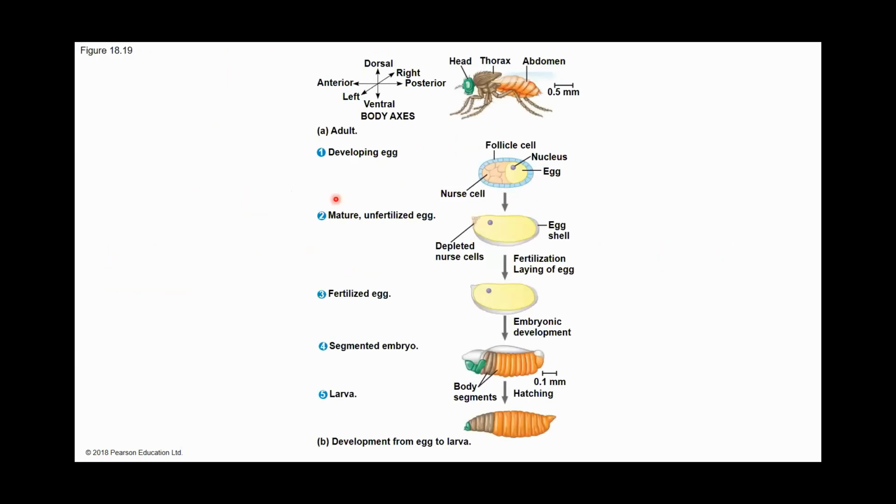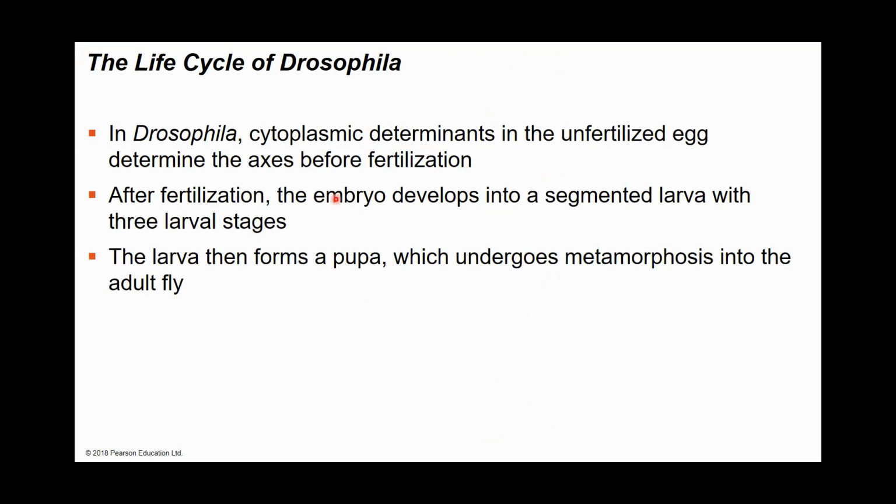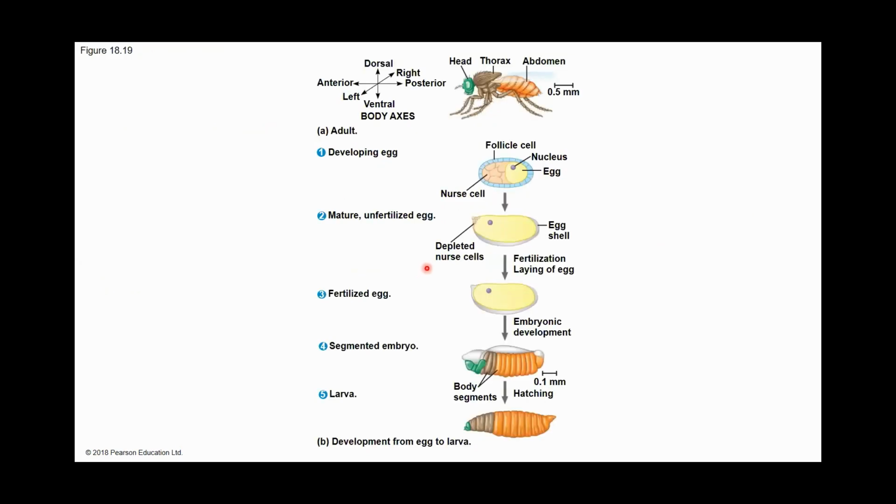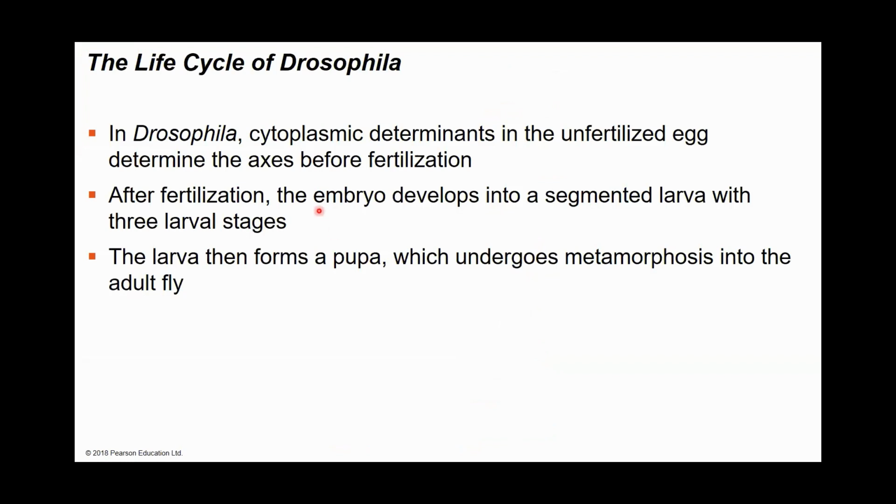So this figure shows the development of a Drosophila starting from an egg into a larva. The cytoplasmic determinants in the unfertilized egg of the Drosophila, as I told you in the previous lecture, establish the axes or determine the axes even before fertilization with the sperm.